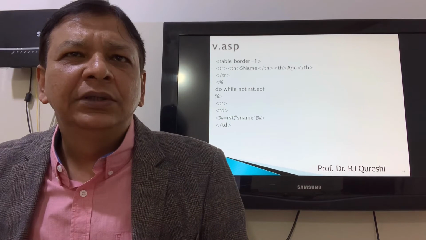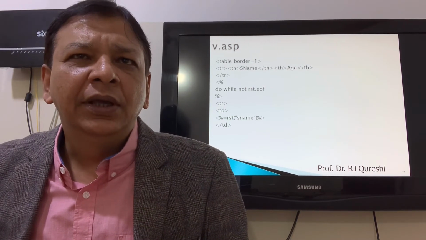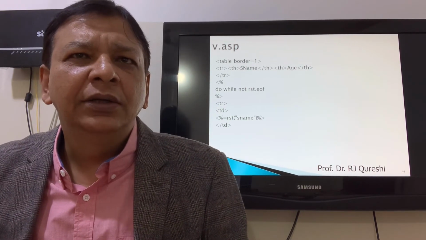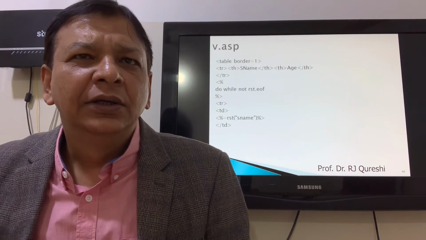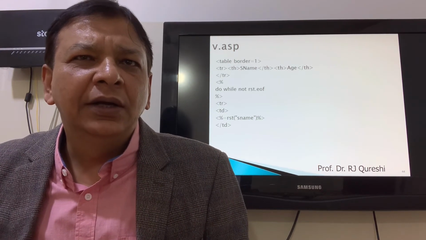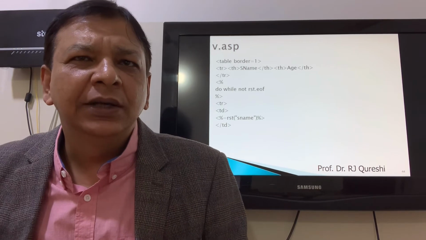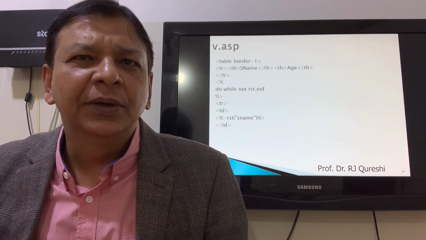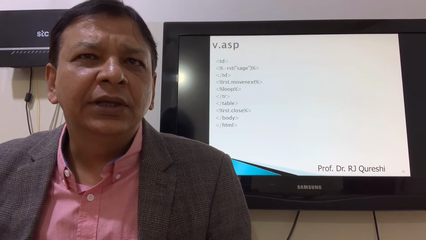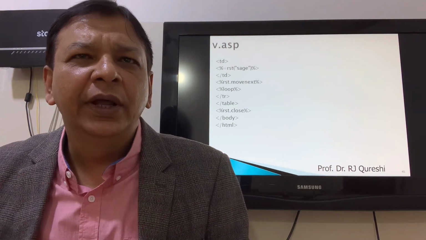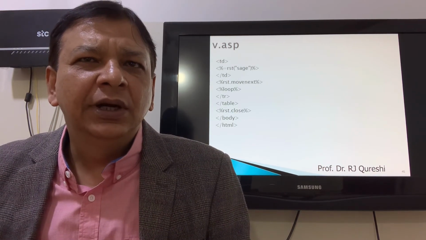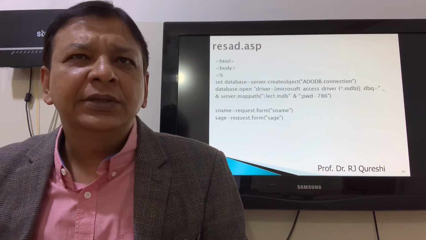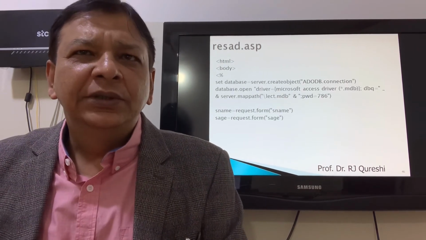the script, table border equal to 1, s name, age, script, do while not recordset.EOF, close the script, td, open script, rst s name, close the script, same we do for s age, recordset.MoveNext, tr, table, rst.close, body, html.